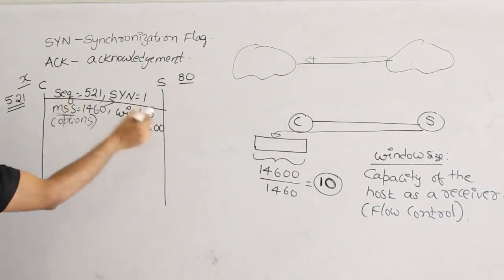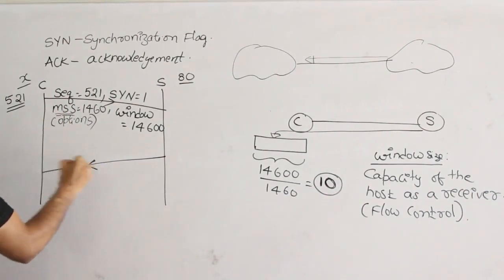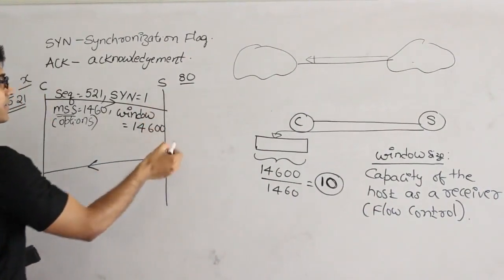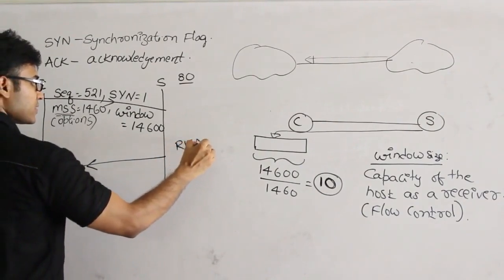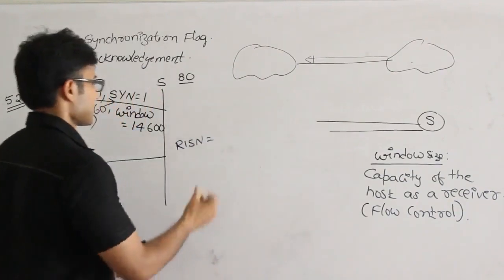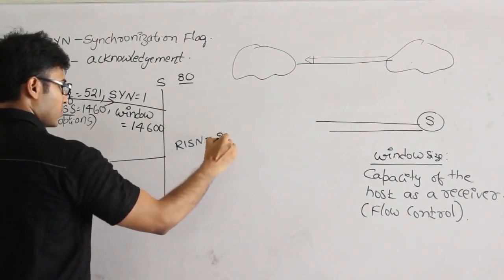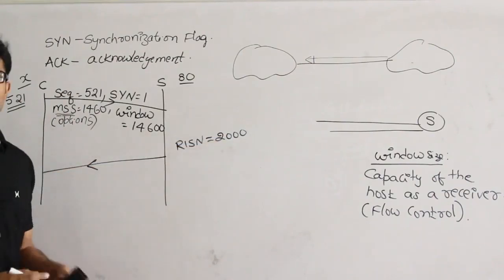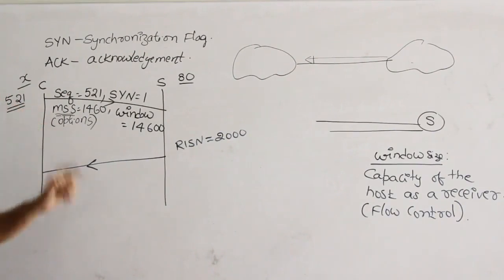Now whenever you send this, the other party is going to reply saying that yes, I got your request and I got everything. Let us say the other side will now choose a random initial sequence number, some number which is not this one. Let us say 2000. So what does that mean? From the other side they are starting their communication with sequence number 2000. From this side we are starting the communication with sequence number 521, right?